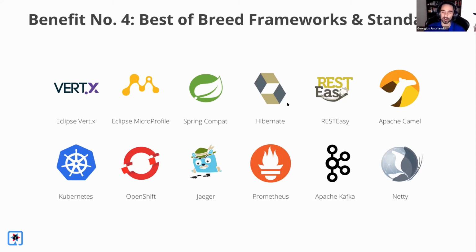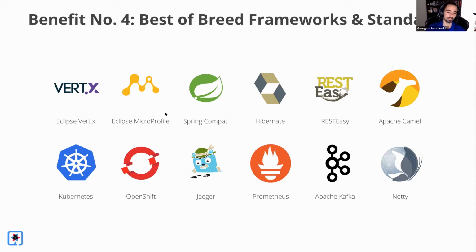So you have Hibernate, you have RESTEasy, which is our JAX-RS layer. You have Apache Camel, all that stuff. You can even use our Spring compatibility layer and continue to use Spring Web or Spring Data JPA if you don't know, for example, JAX-RS or things like that.